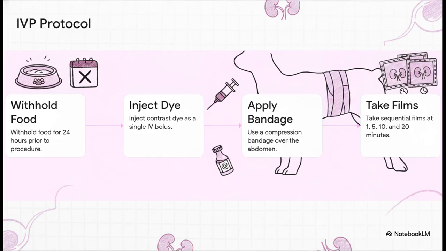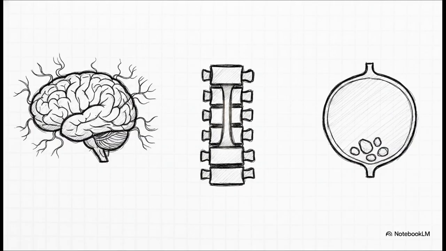Next, you apply a compression bandage to the abdomen. This keeps the dye concentrated right there in the urinary tract. And finally, you meticulously take sequential films at 1, 5, 10, and 20-minute intervals, so you can literally watch the kidneys process the contrast. Let's see how this builds into even more complex diagnostic territory.